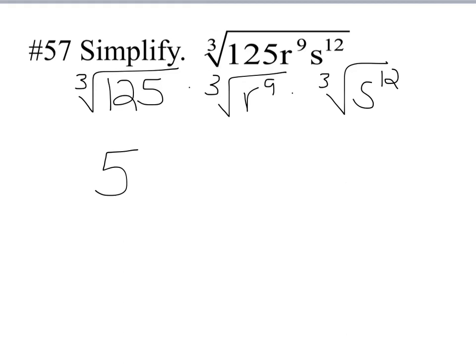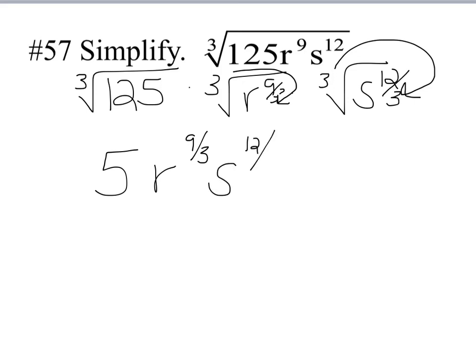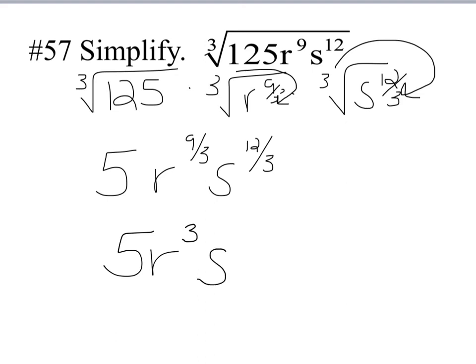The cube root of r to the 9th, we can take our index back and put it underneath our exponent, and you get r to the 9 over 3. And then with the cube root of s to the 12th, we can bring our index to the back here and make it our denominator, and we get s to the 12 over 3. Now both of these fractions reduce nicely, leaving us 5r. 9 divided by 3 is 3. S, 12 divided by 3 is 4. So our final answer is 5r cubed s to the 4th.